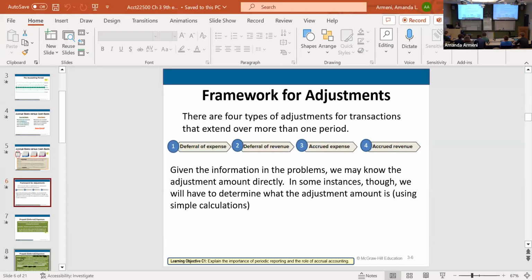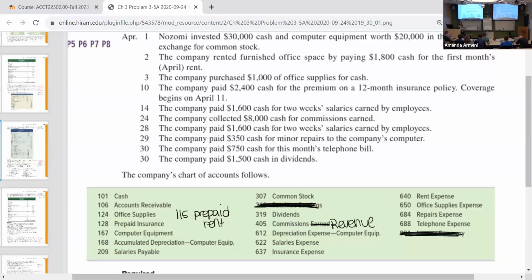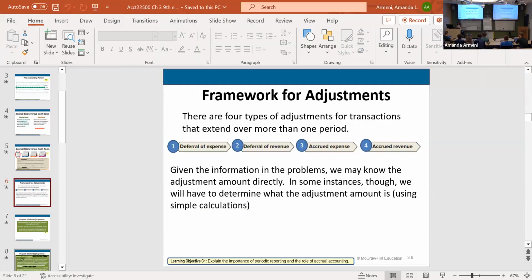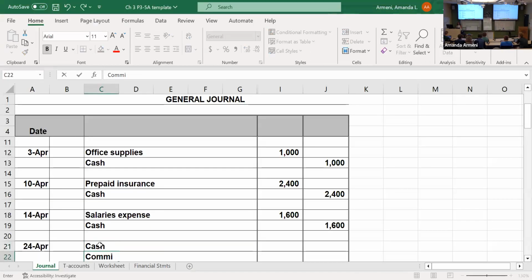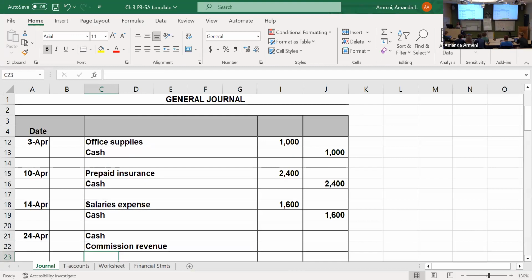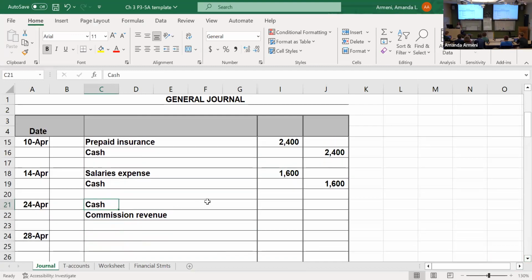What about the 24th? The company collected $8,000 cash for work that they did, commissions earned. So we did work, we earned a commission, right? Our business earned a commission. Isaac. Cash, commission revenue, because I changed the name because I didn't like commissions earned. $8,000 debit. Always increasing equity. So it's a credit, right? Any questions about April 24th?